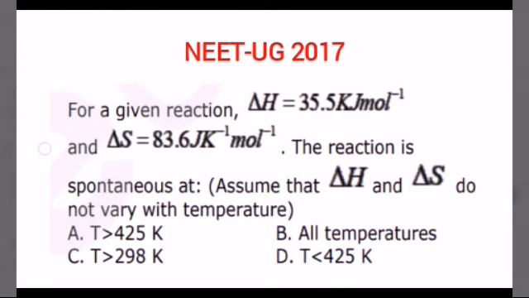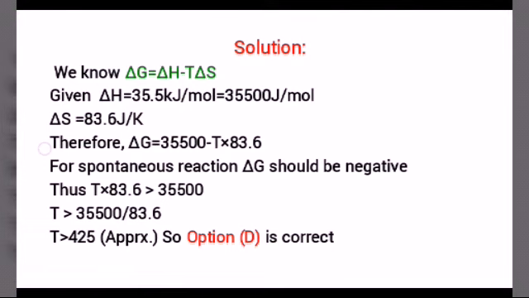The reaction is spontaneous at temperatures given: A, T greater than 425 Kelvin; B, all temperatures; C, T greater than 298 Kelvin; D, T less than 425 Kelvin. To solve this question, we have to recall the criterion for spontaneous reaction. That is, delta G should be negative and delta G is equal to delta H minus T delta S, that is shown in the solution.